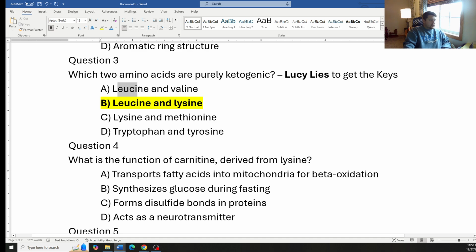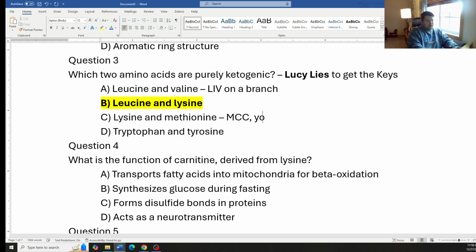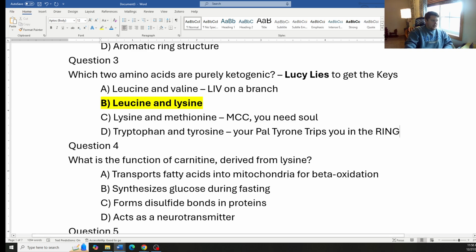We can see leucine right here, but valine, what is valine? That is one of our branched chain amino acids because we live on a branch. Methionine is our sulfur-containing amino acid. To be an MCC, you need sol. And tryptophan and tyrosine is your pal Tyrone trips you in the ring. Those are 2 of our aromatic amino acids.